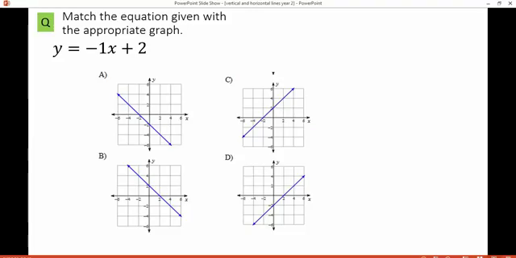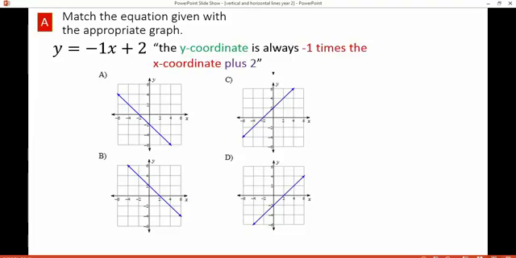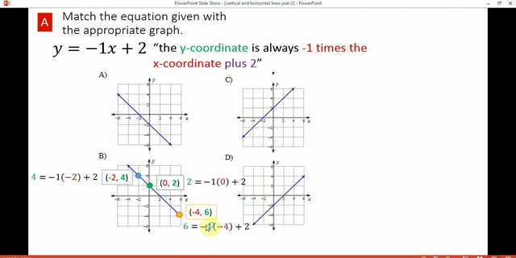Match the equation with the appropriate graph. Y equals -1x plus 2. This means that the y-coordinate is always -1 times the x-coordinate plus 2. Here, with choice B, I have -1 times the x-coordinate, which is 0, plus 2, and that equals my y-coordinate of 2. Another point is (-2, 4): -2, my x-coordinate, times -1 plus 2 is my y-coordinate, 4. And I can do this with every single point on the line. My x-coordinate times -1 plus 2 is always my y-coordinate. -1 times -4 is 4, plus 2 is my y-coordinate of 6.